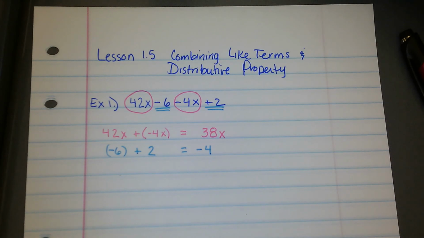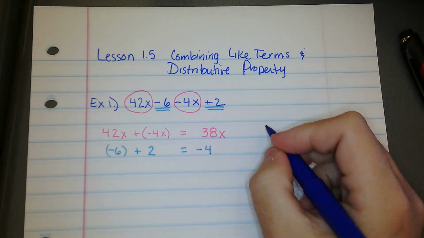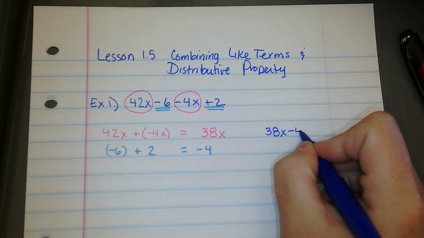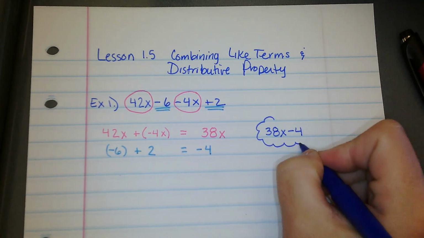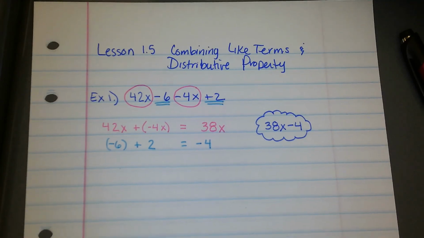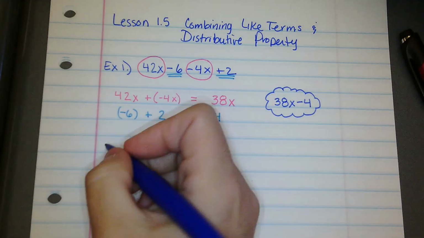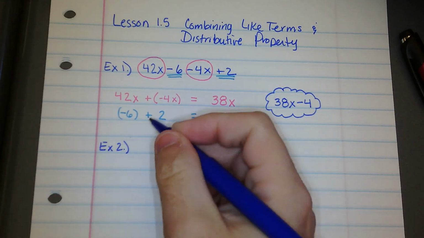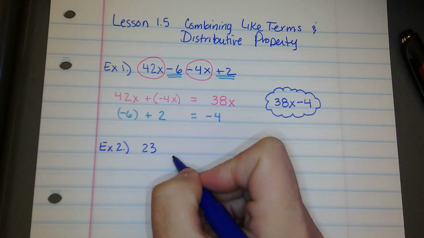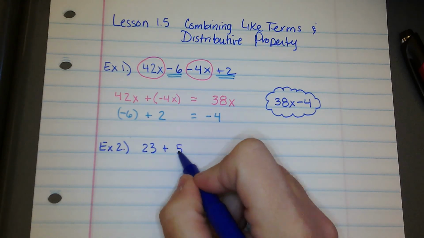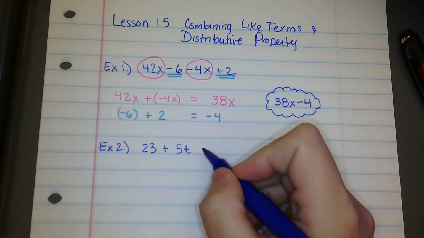So our final answer for the first example after you combine like terms is 38x minus 4. That is your answer. You can't do anything else with it because the x's are x's and the constants are constants. Now we're going to move to a bigger problem. Sometimes the expressions could be any size or length, but as far as the procedure, it's all done the same. So let's copy this one down.